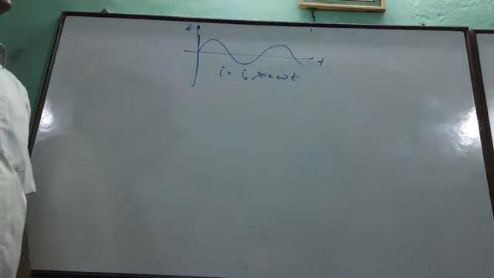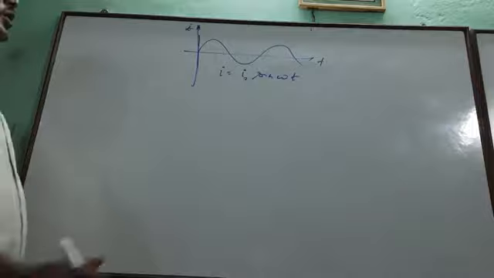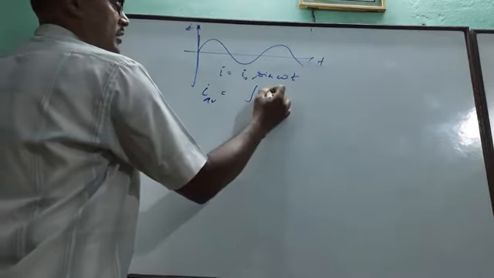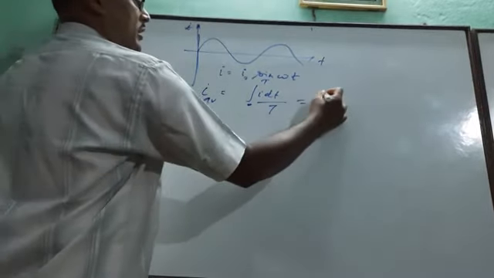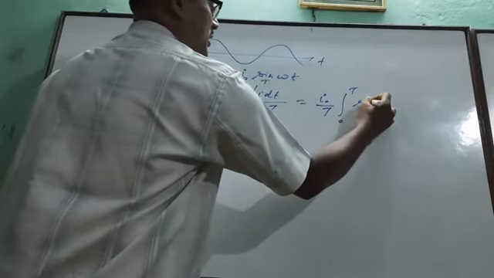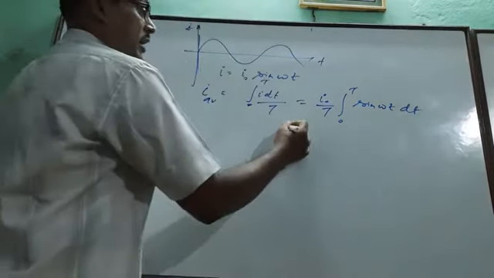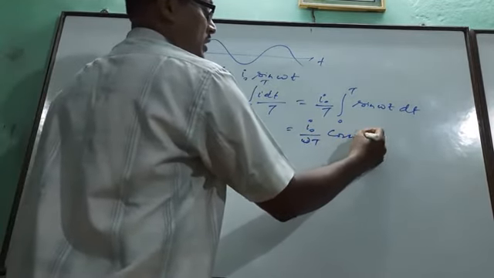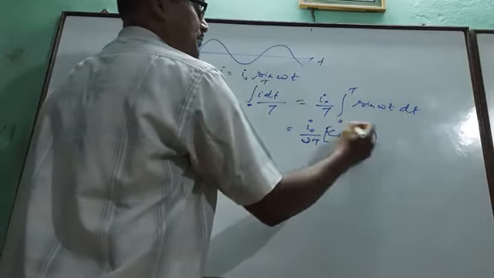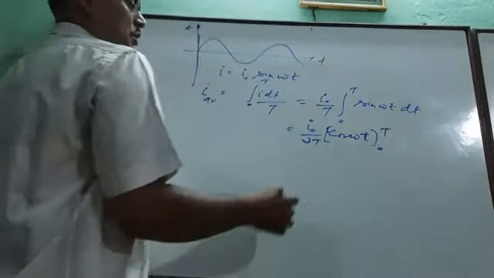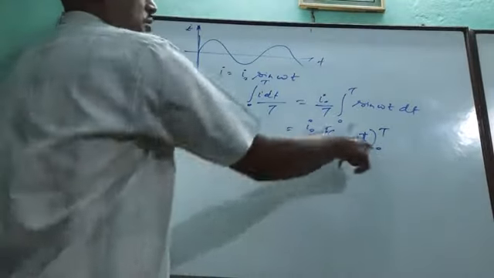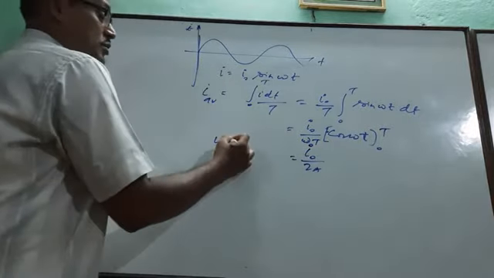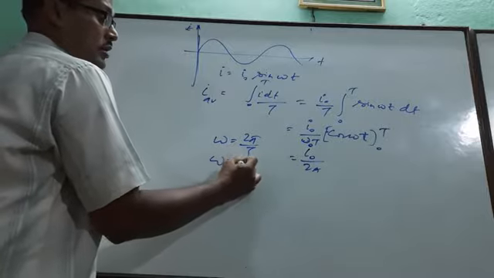Now if we say find out the average value. So in one time period, what is the average value? I average is the integral of I dt from 0 to T divided by T, that is I0 by T times the integral of sin omega t dt from 0 to T. And here it comes I0 by omega T times cos omega t with a negative sign, from 0 to T. So here if you put the values, cos 0 is cos 0, and here omega T means 2 pi. Why? Because omega equals 2 pi by T, then omega T equals 2 pi.